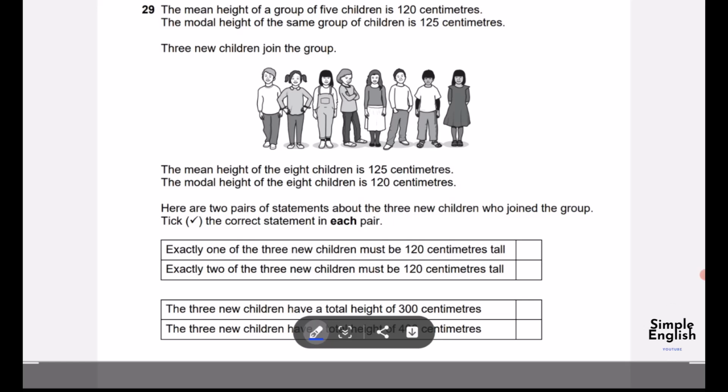So look at question 29. The mean height of a group of 5 children is 120 centimeters, and the mode is 125. Mean here means we take the sum of the heights and divide by 5. But the mode is the most frequent value, the number that appears most often, right?